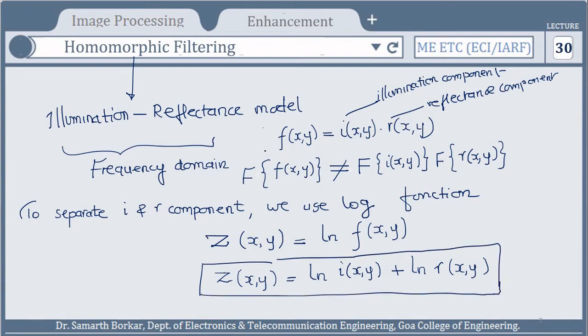Here we know f of x comma y is the product of illumination and reflectance, but then we directly cannot apply Fourier transform. Why? Because we need to move into the frequency domain. So the option is to apply a Fourier transform, but this condition does not hold true. So what we do is we apply a log function to separate them out, and then we are going to work individually upon the I component and the r component. So using logarithmic function, we have separated the illumination component I of x y and then the reflectance component r of x comma y.